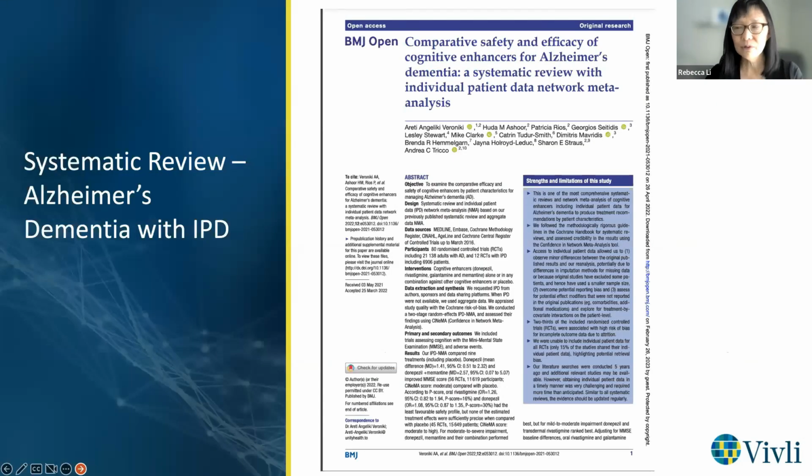So I'm just going to give you a very short case study. This is not my own data, but one that was presented at one of our annual meetings out of Dr. Sharon Strauss's group. And this happens to be a systematic review using data from the Vivli platform. Again, this is not my own data, but just an example of what can be done by accessing data from Vivli.